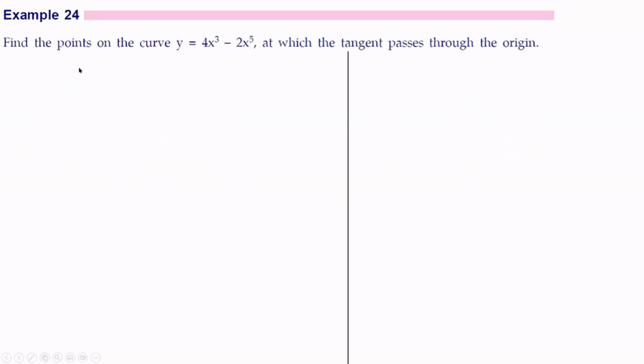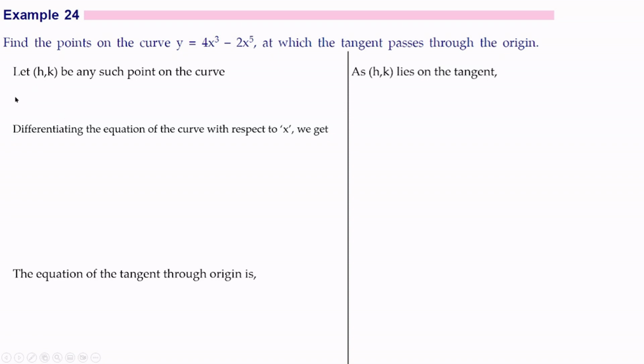Next example, find the points on the curve y = 4x³ - 2x⁵ at which the tangent passes through the origin. So here we need to find all those points on the curve y = 4x³ - 2x⁵ where the tangent passes through (0, 0). So let us take, let (h, k) be any such point on this curve. Now since (h, k) is any such point, we can put x as h and y as k. This implies k = 4h³ - 2h⁵. Let us take this as equation 1.